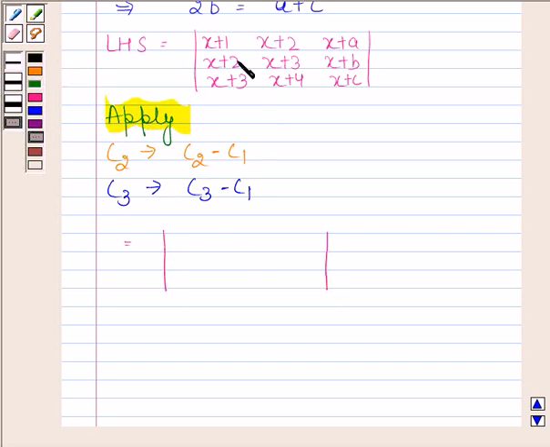In the first column, elements will remain as they are, that is x plus 1, x plus 2, and x plus 3. In the second column, the first element will be x plus 2 minus x minus 1, that is equal to 1. The second element will be x plus 3 minus x minus 2, that is 1. The third element will be x plus 4 minus x minus 3, that is 1. In the third column, we will have x plus a minus x minus 1, that is a minus 1. The second element will be x plus b minus x minus 2, that is b minus 2. The third element will be x plus c minus x minus 3, that is c minus 3.